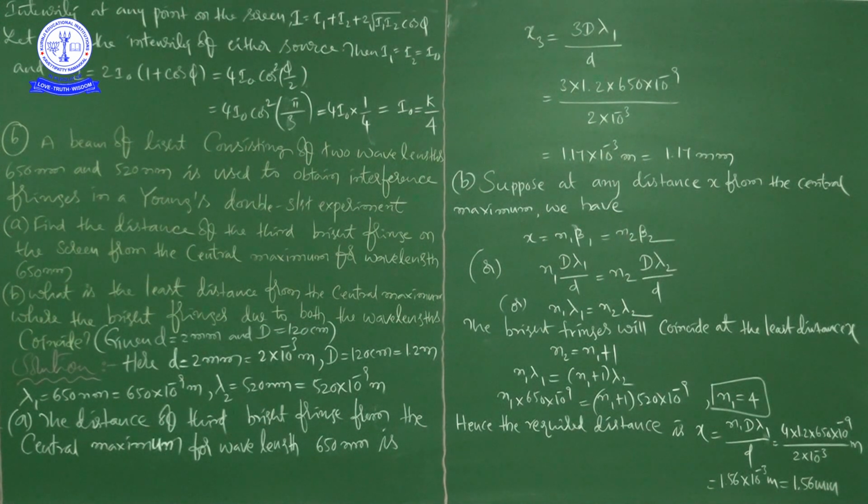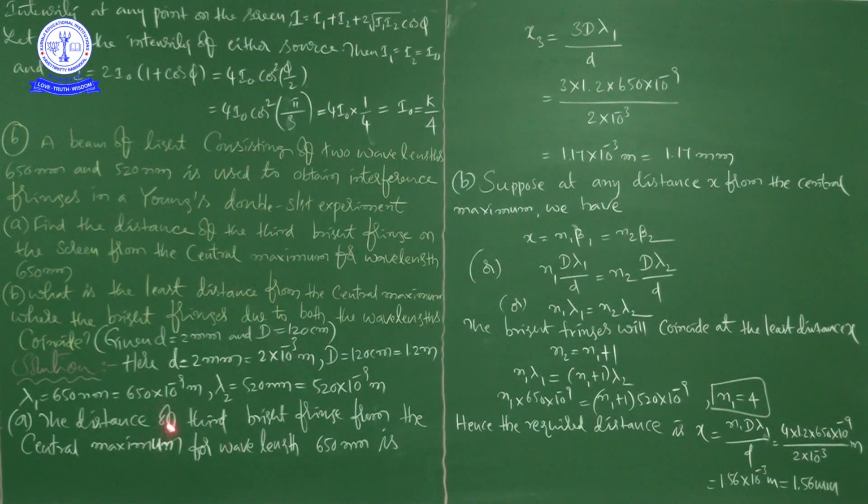I told you the position of the nth bright fringe, that is xn equal to n D lambda by d. So n into capital D lambda by small d. There is a lot of difference between capital D and small d, right? Small d is the distance between the two slits, and capital D is the distance between the slits and the screen.